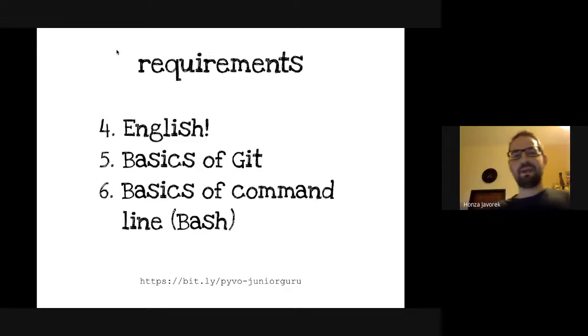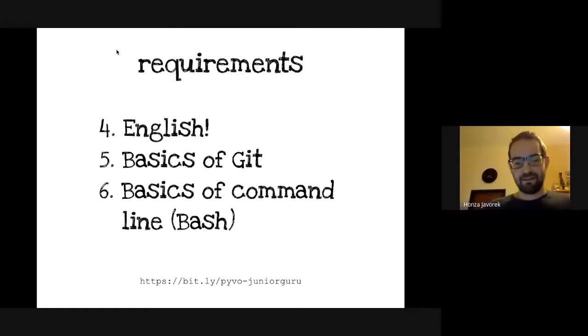Then there are optional requirements. I think you could get a job even without these, but it's definitely very nice if you can bring those to the plate. I think English is very important, but since you're listening to this talk in English, I think you probably don't have such a problem with that.